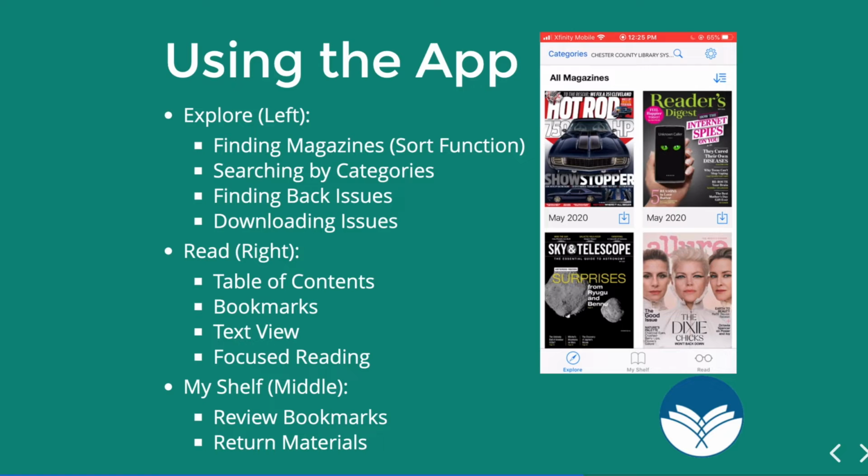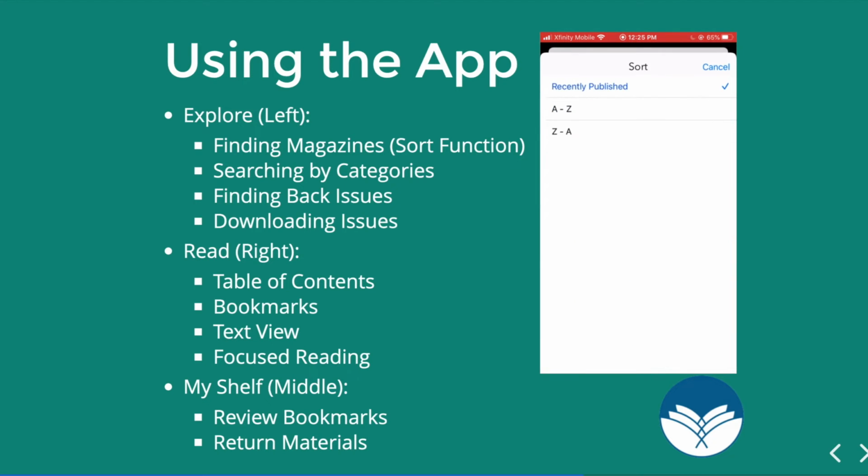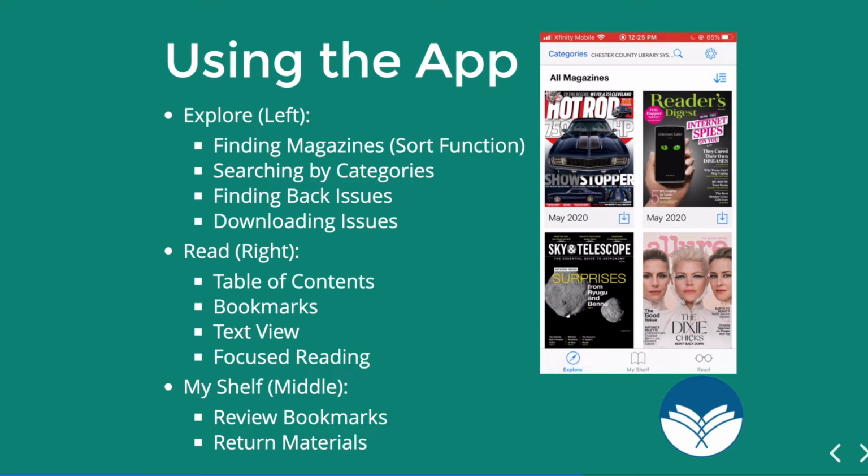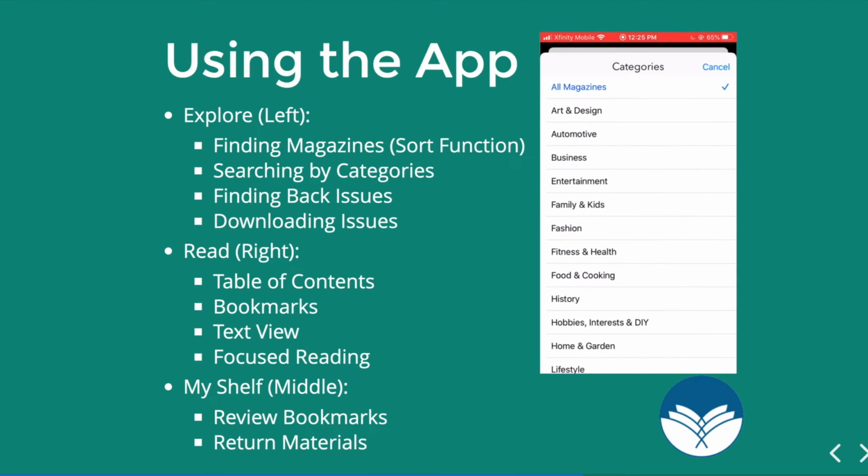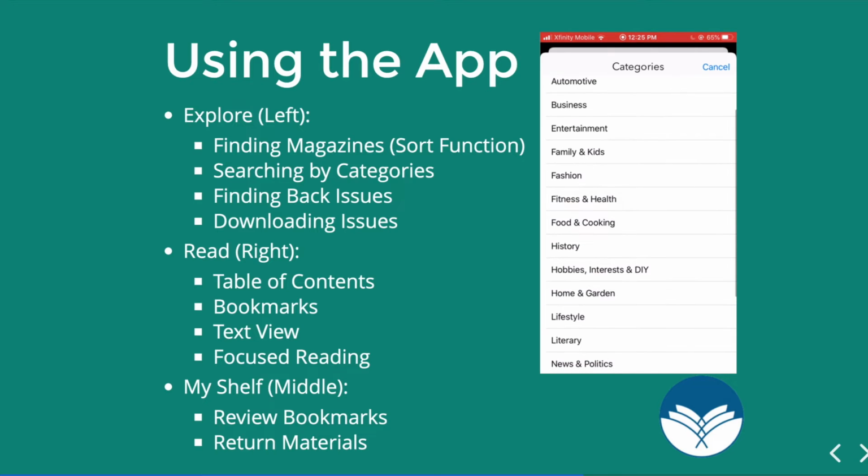There's also an option if you hit the little down arrow with the 3 lines. There's recently published, which is the sorting function that's currently set up, or you can sort alphabetically and reverse alphabetically. Another way that you can explore the magazines that are available is to hit categories up here at the top left. When you do that, it'll give you all the different topics that are covered within the magazines that are included in the Chester County Library System collection. So for example, if I like food and cooking, I could select food and cooking, and it would bring up all of the magazines that cover that topic.